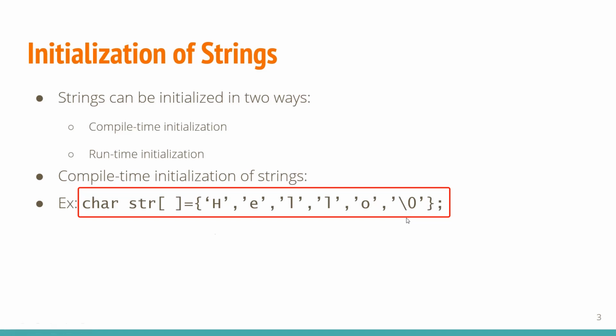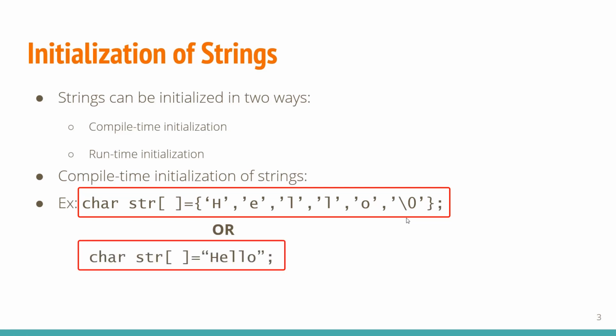There is a simple approach also, which is shown over here. The same compile-time initialization can also be written this way, wherein I just need to use a pair of double quotes and embed the text inside the double quotes. Note that when we use a pair of double quotes, backslash zero need not be used. So this spares us from the difficulty of writing individual characters at a time as if they are an array of elements and then appending backslash zero. Remember, if you do not append the backslash zero in the first type of compile-time initialization of strings, then string handling will become difficult. Hence, to overcome that problem, we use the second type of compile-time initialization of strings.